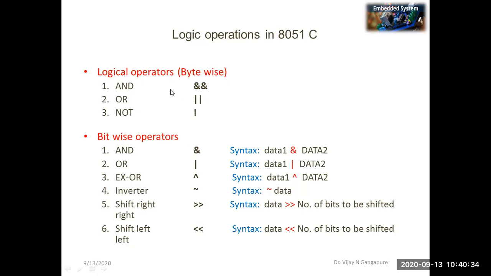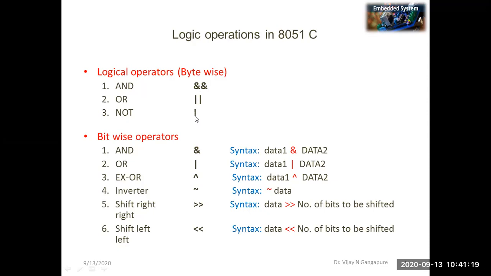A byte of data we can categorize as logic 0 or logic 1, or true or false. If that data is non-zero, it represents true, that is 1, and if that data is 0, that represents false. So according to that, these byte-wise logical operators produce a result of either true or false. For the AND operation, the operator is a double ampersand. For the OR operator, double bar is the operator in C, and for NOT, that is the inversion operation, exclamation mark is the operator.